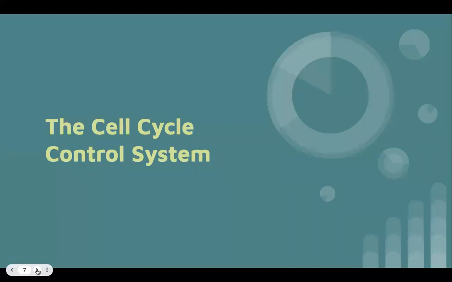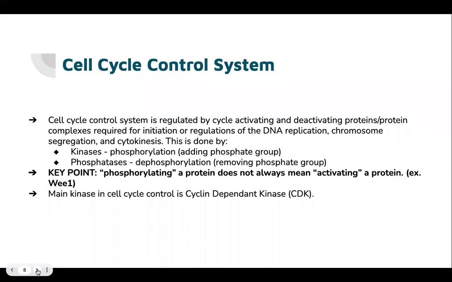So the next part we're going to go over is the cell cycle control system. The cell cycle control system is regulated by cycle activating and deactivating protein complexes required for initiation or regulation of the DNA replication, chromosome segregation, and cytokinesis. And I think for the most part, up until this week, we've always talked about phosphorylating, activating a protein, but that isn't always necessarily the case.